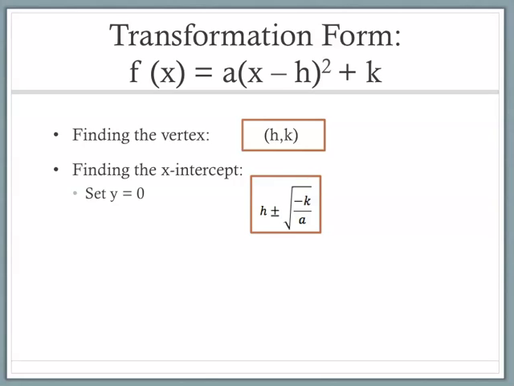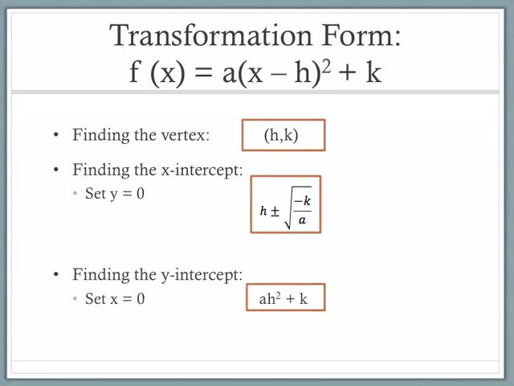Next, to find the y-intercept, you would set x equal to 0. If you set x equal to 0, you end up with ah squared plus k for the y-intercept.